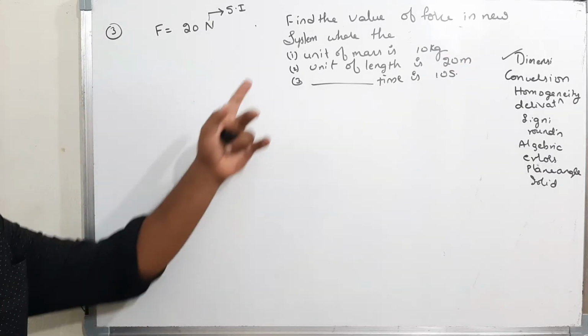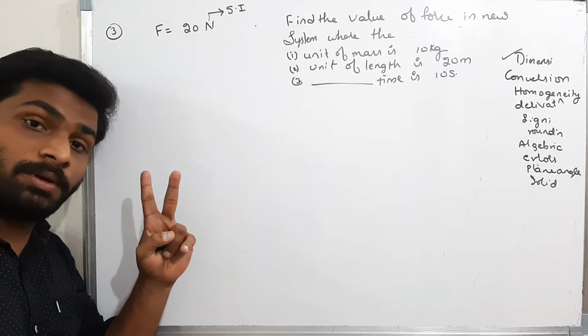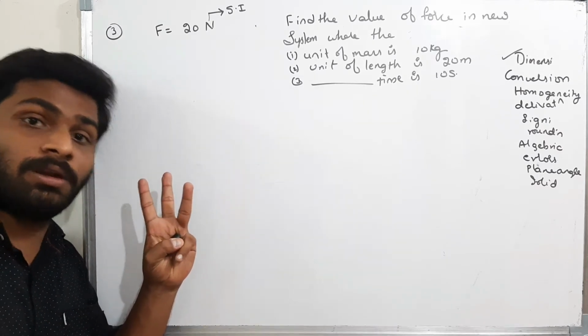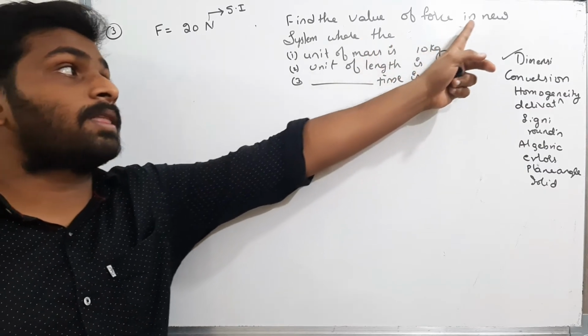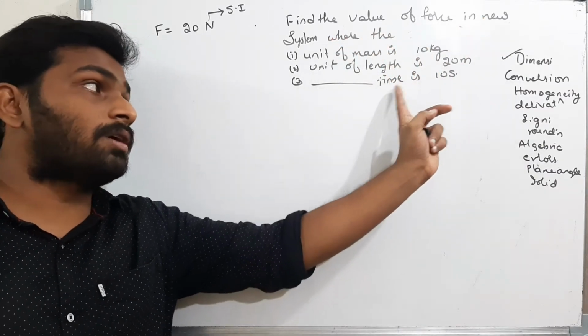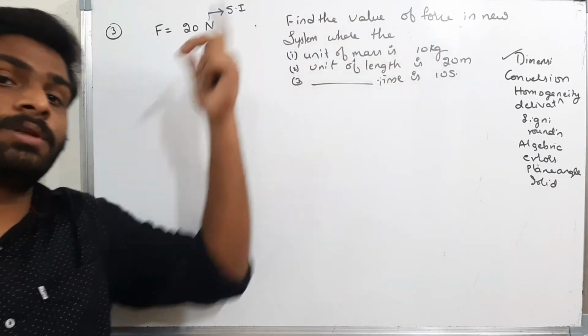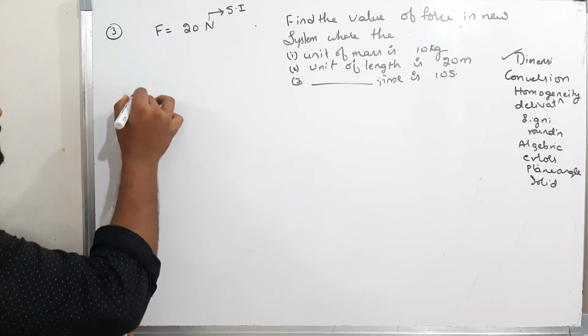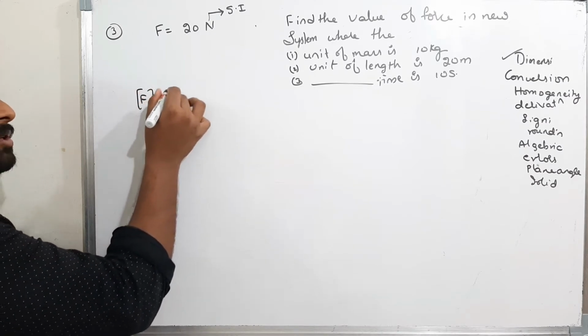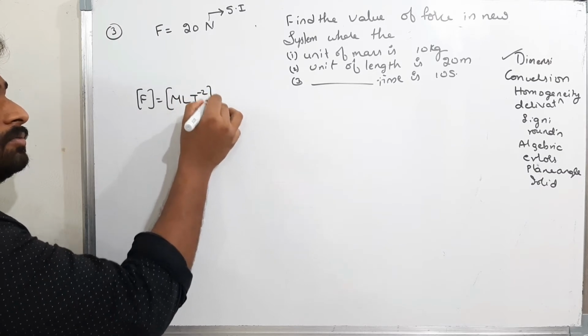See here, in the normal SI system, the unit of mass is 1 kg, the unit of length is 1 meter, the unit of time is 1 second. But in the new system, the unit of mass is 10 kg, the unit of length is 20 meters, the unit of time is 10 seconds. Now they told us to find the value of force in this new system. What's the dimension for force? First of all, the dimension for force is mass into acceleration. Therefore, M L T power minus 2.